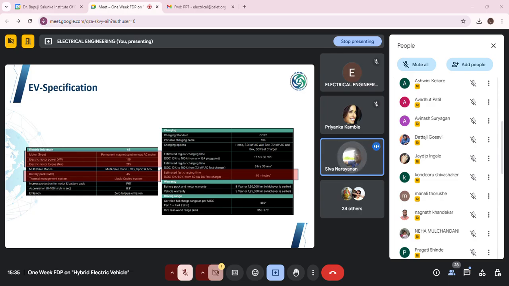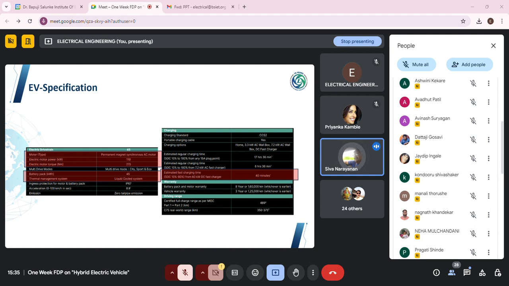Generally AC takes time because inside the vehicle you have the battery, and we know that a battery operates on DC. In our grid we have AC, and that AC has to be converted to DC. Then with the help of the DC-DC converter, our battery has to be charged. So generally AC charging takes time.